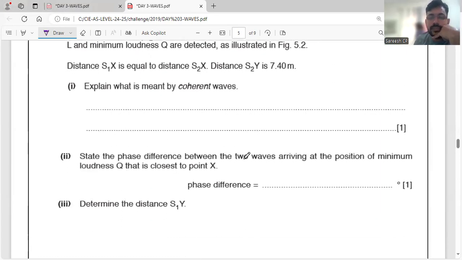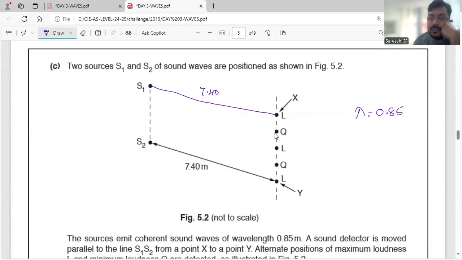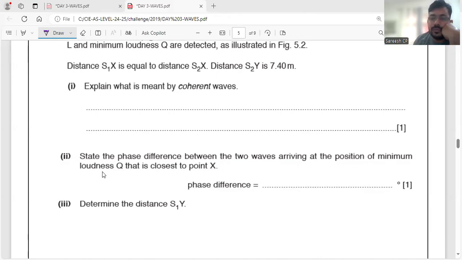State the phase difference between the two waves arriving at the position of minimum loudness that is closest to the point X. So minimum loudness: we can say that destructive interference should be formed for getting minimum loudness. So the phase difference between both of them should be 180 degrees.